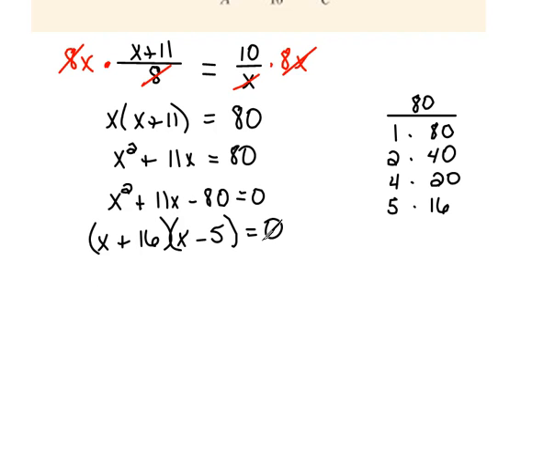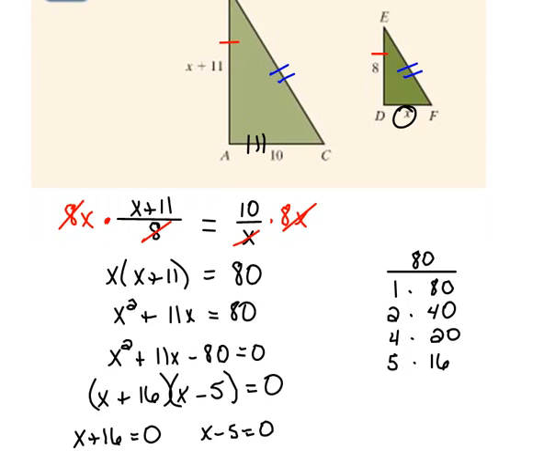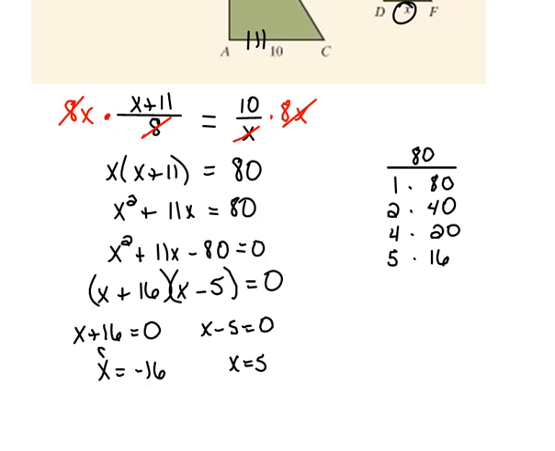And now we can separate out the factors and say, well then x plus 16 has to equal 0, or x minus 5 has to equal 0. When we solve each individual one, we get x equals negative 16 or x equals 5. Now remember what x was back in our original problem. x was this side length here. So there is no way that we can have a side length of negative 16. That's an extraneous answer. Our only answer here is x equals 5.